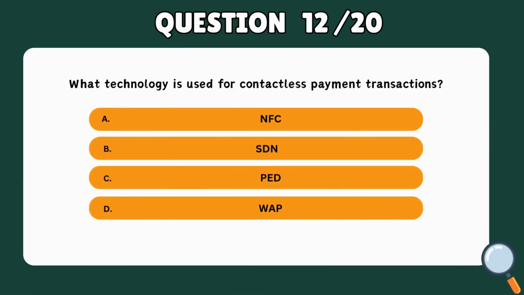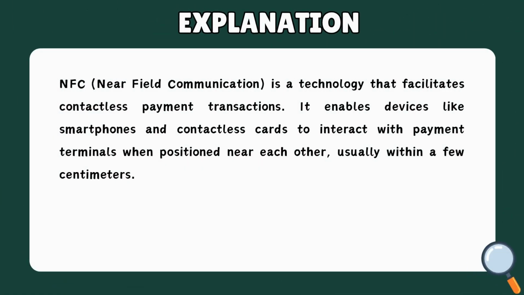Question 12. What technology is used for contactless payment transactions? A. NFC. B. SDN. C. PED. D. WAP. Correct answer. A. NFC. NFC, Near Field Communication, is a technology that facilitates contactless payment transactions. It enables devices like smartphones and contactless cards to interact with payment terminals when positioned near each other, usually within a few centimeters.